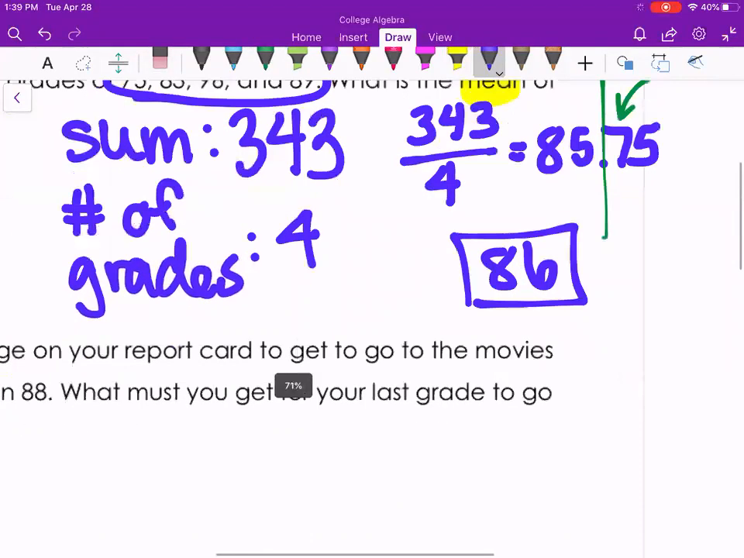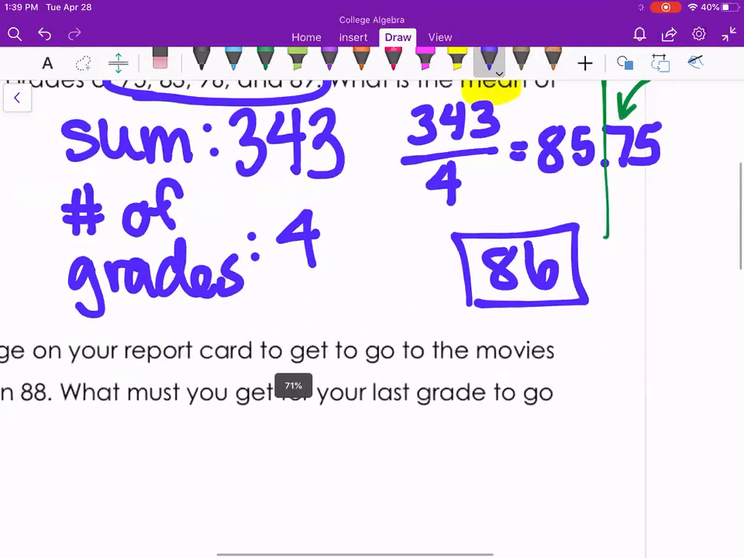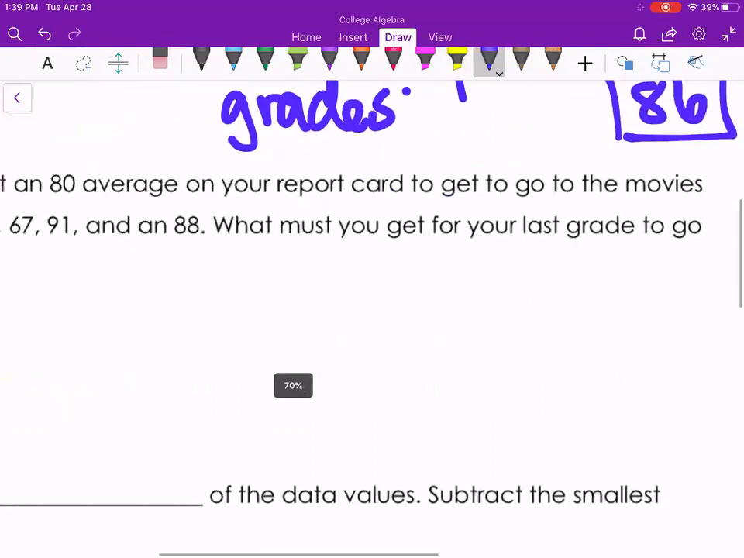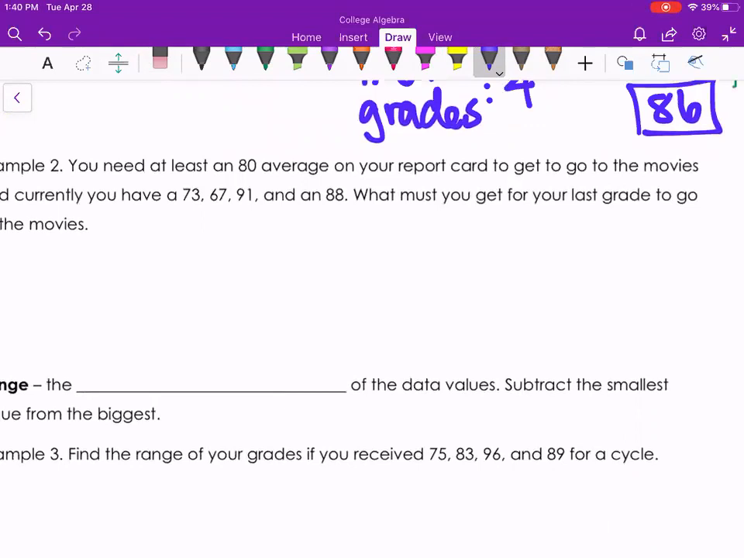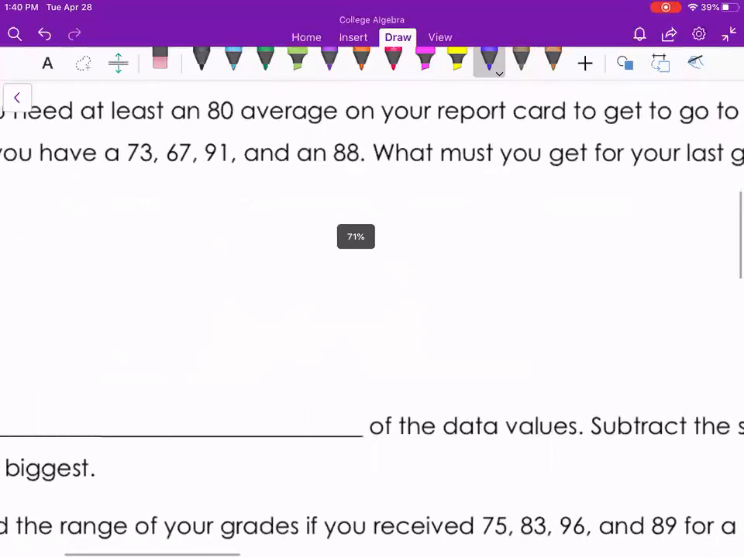Now, I get a lot of questions during the year. What is the grade that I need to get in order to pass the class? That's very much like example 2. So looking at our second example here, you need at least an 80 average on your report card to get to go to the movies. And currently, you have a 73, a 67, a 91, and an 88. What must you get for that last grade in order to go to the movies, of course, once everything opens back up? So we need to do a similar situation.